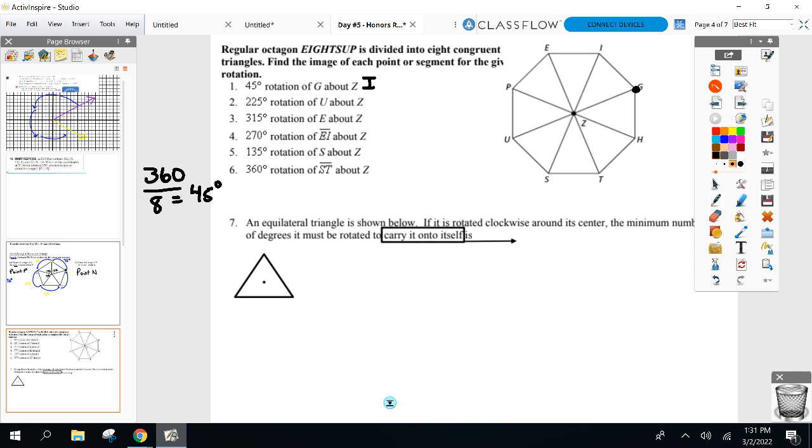Do I have a 7? Oh, wait, sorry. Hi. What was the question I was on? Question 2, 225 degree rotation. Where do I end up? Point I. Good save.